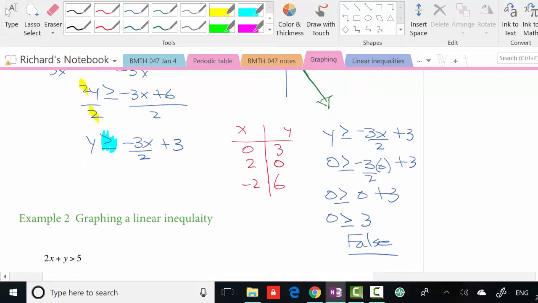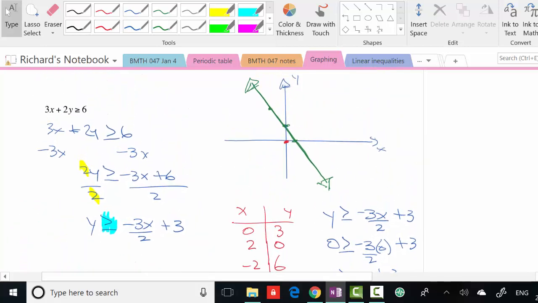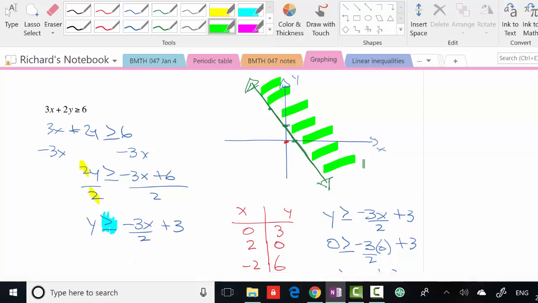That means that the test point indicates that the side of the boundary line containing the test point does not satisfy the inequality, does not make it true, which means the other side must make the inequality true. So I'm going to shade that. There. And that means that any point on the side of the boundary line that I have shaded will make the inequality true. Also, any point on the boundary line will also make the inequality true.